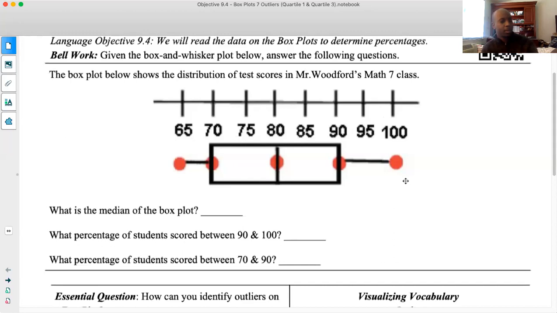When we look at this particular box plot, the median should be pretty easy for us to look at and quickly identify. We should be able to look at the line directly in the middle here and say this line in the middle is my indication of what the median is. So this line here is our median. We would say the median of this box plot is 80. The median of the box plot is 80.